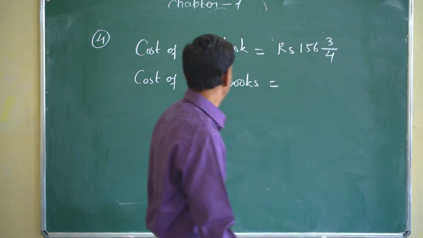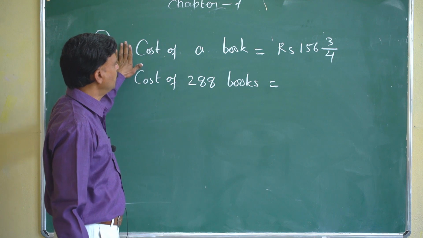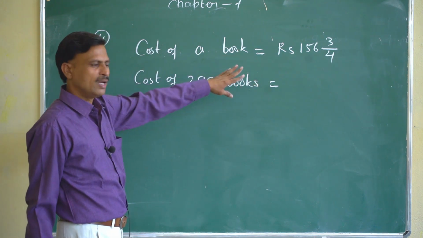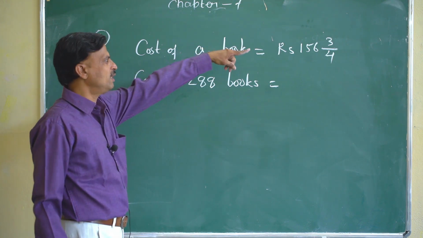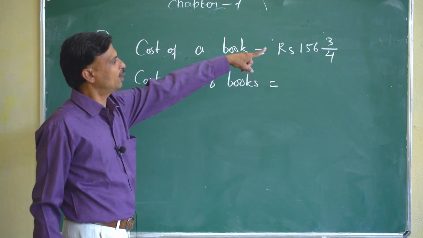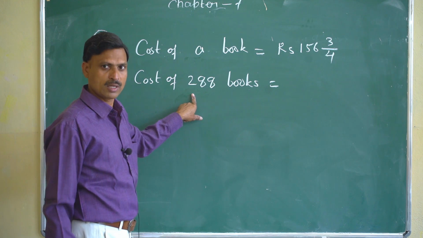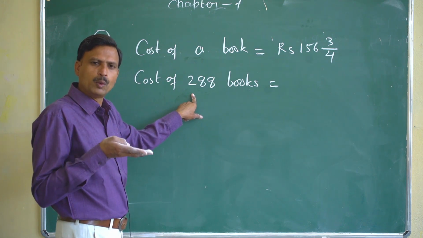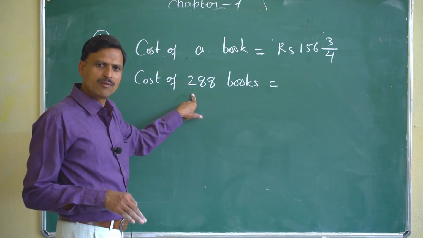Okay, same type. So definitely, as I told you, the cost of a book means one book is given. We are finding the cost of 288. So less quantity value was given. We are finding for the more quantity. So we have to multiply that value by 288. This is the process. Whenever we are calculating for the higher or more quantity, we are multiplying. And when we are calculating for the less, we are dividing.